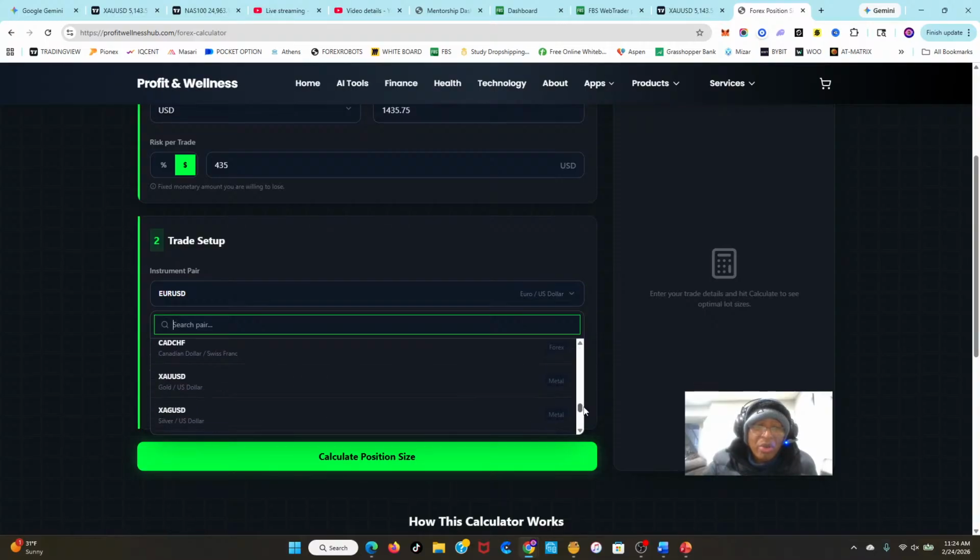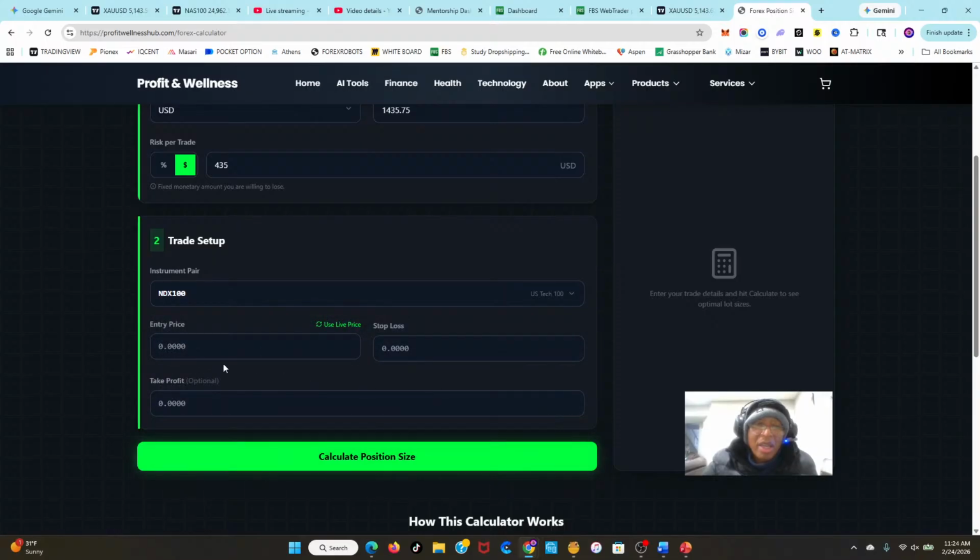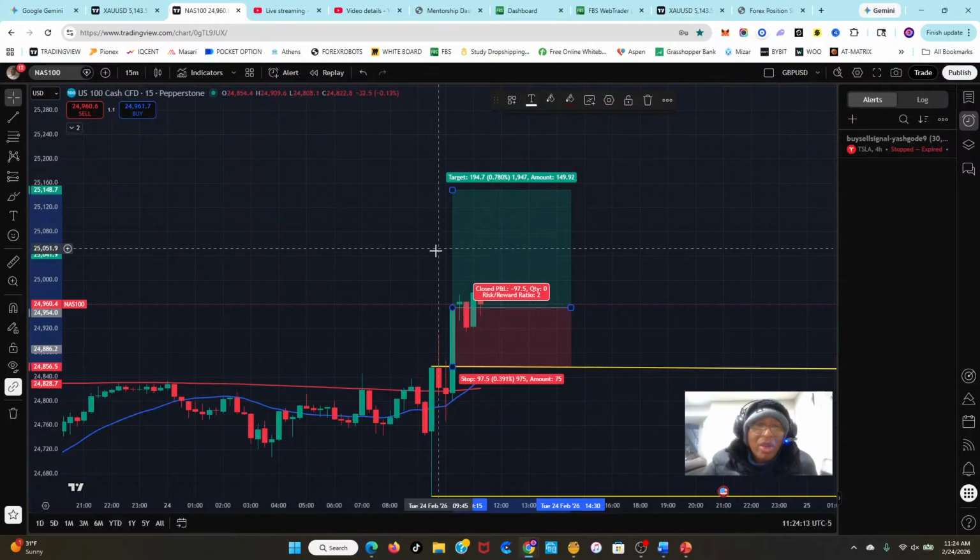Okay, so we are setting up a trade, and we're gonna do Nasdaq. Just giving you an example, guys. Nasdaq entry price. So our entry price is this one right here, 24,954.